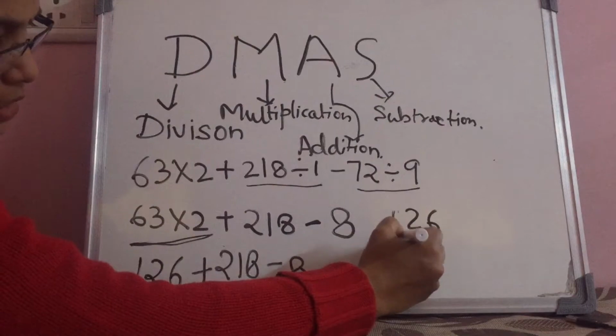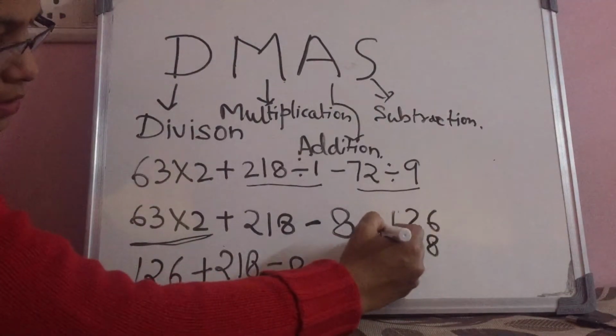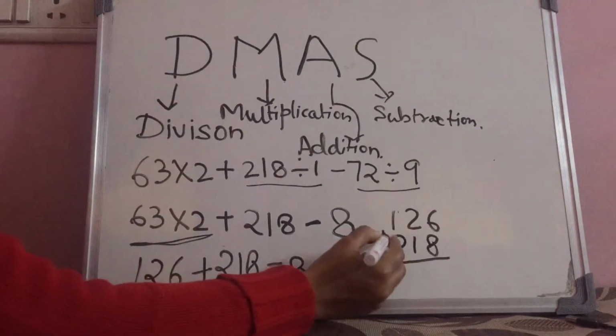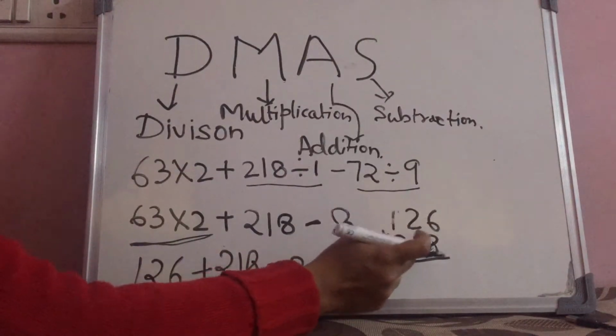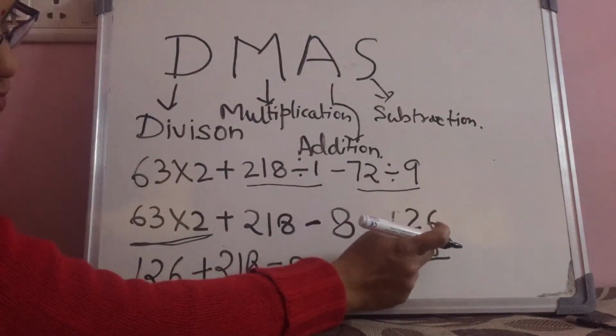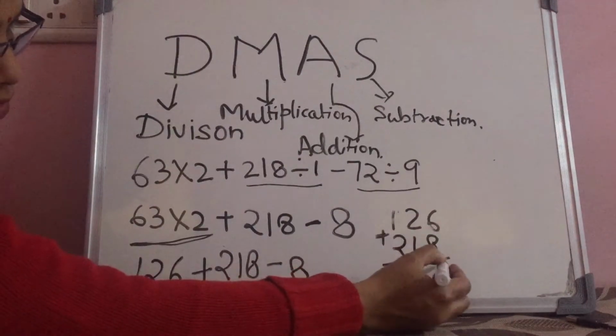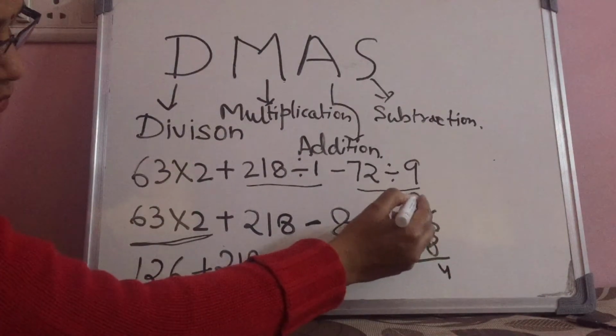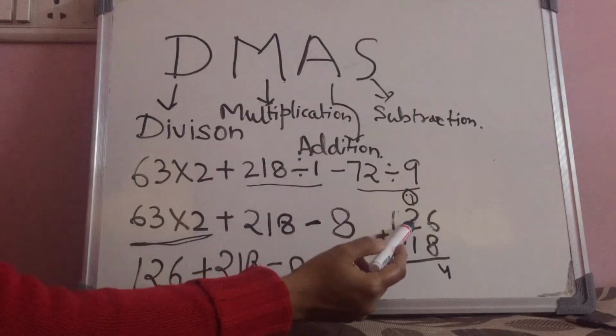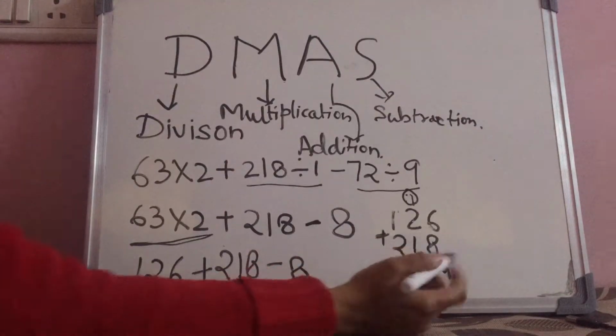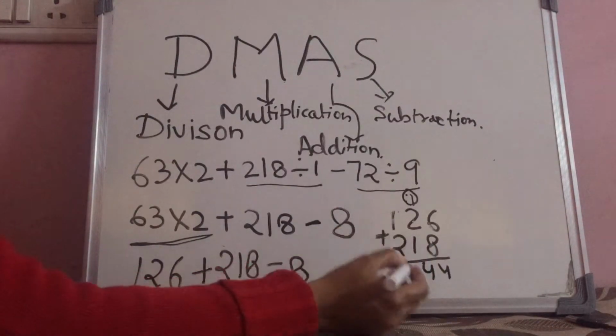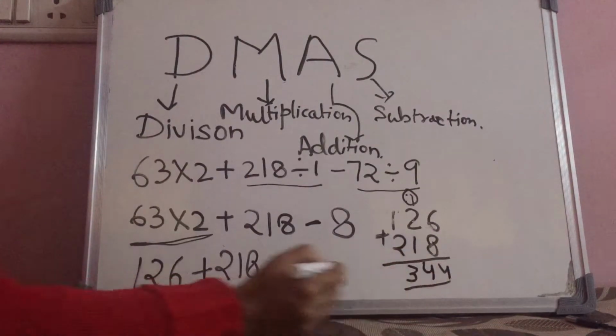126 plus 218. This is the column method. We put them like this and then we'll add one by one. 6 plus 8 is 14. 4 here and 1 carry. 2 plus 1 is 3, plus 1 is 4. 2 plus 1 is 3. It is 344.